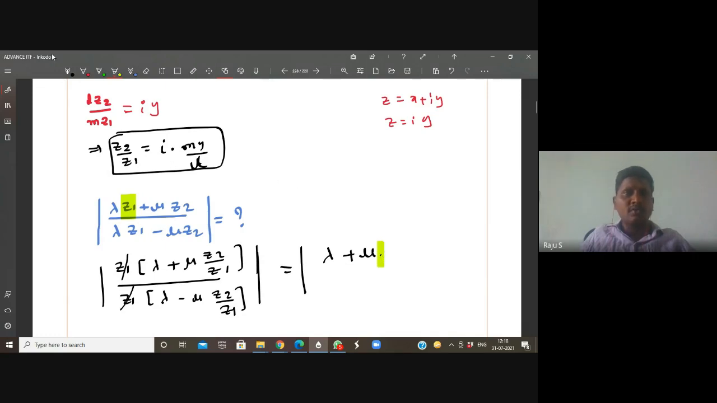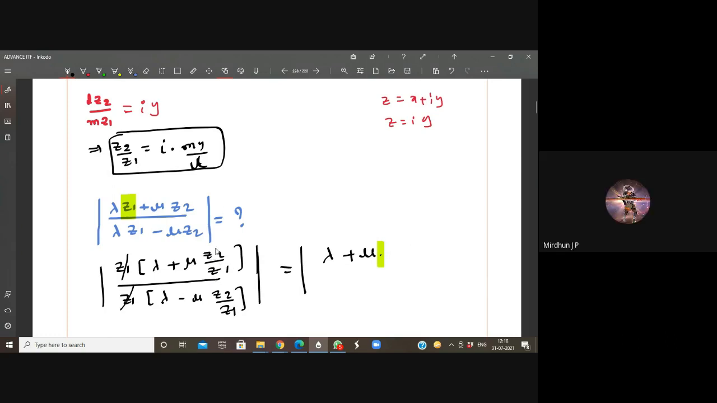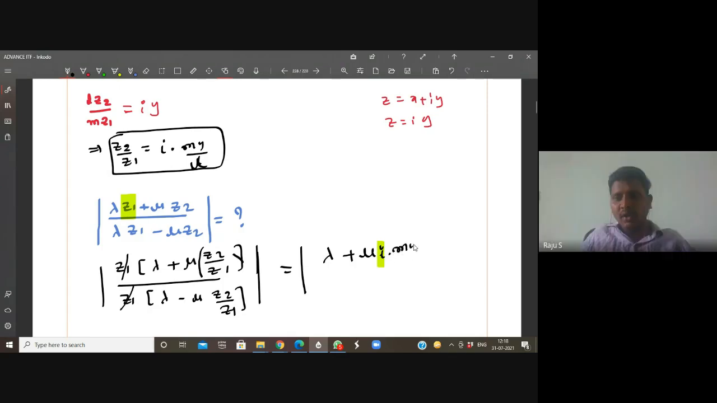Okay, right students. So what is z2 by z1? Iota m y by l. Exactly. Iota m y by l, by lambda minus mu times, okay, iota I am going to write at last, m y by l into iota. So the whole modulus, I want to write it separately.